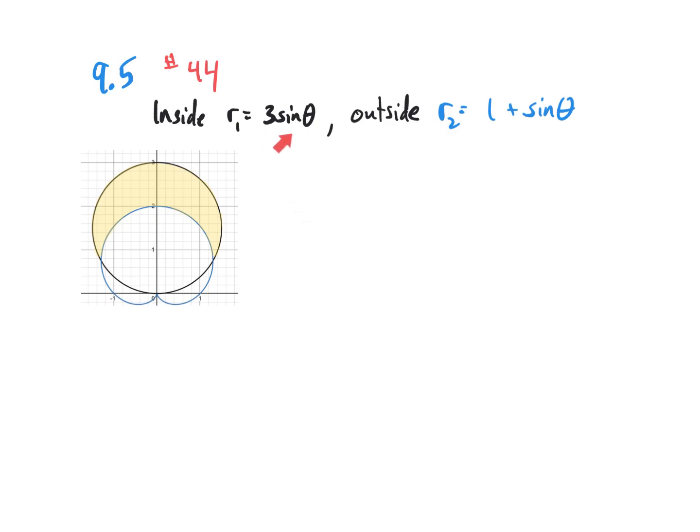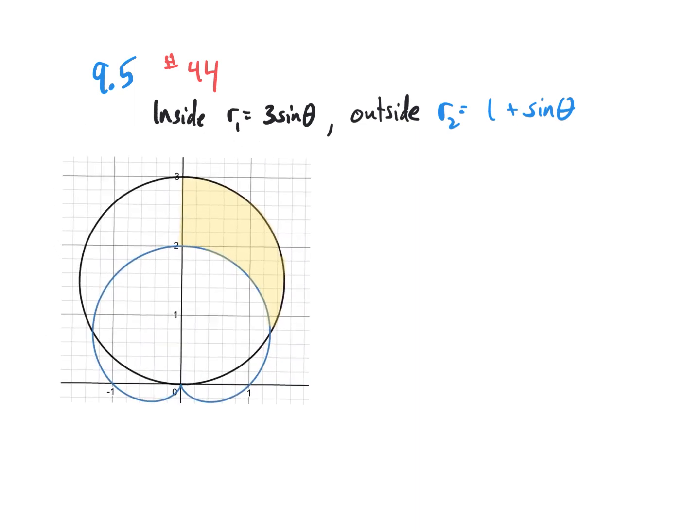All right, so we want this area, which is the shaded region. To find that, let's take advantage of the symmetry and just find the part in quadrant 1, and then we'll double it. So we'll find that area, and we'll double it. So how to do that?